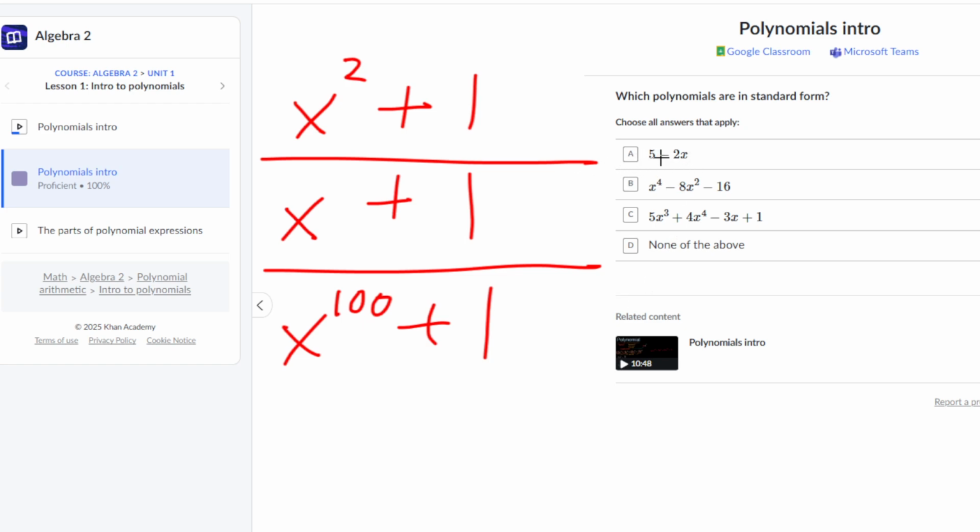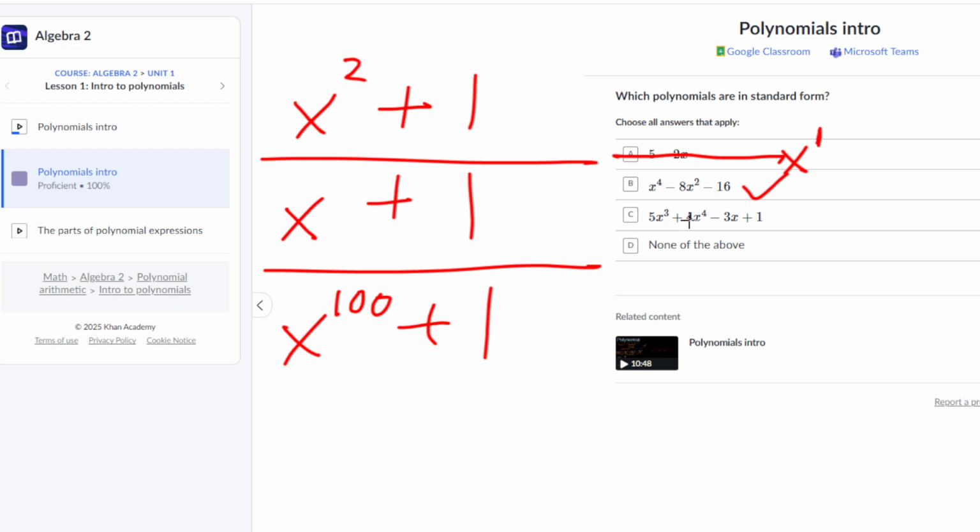So right here, 5, negative 2x. Now, don't forget that if you have an x independently, you are saying that it is going to be x to the power of 1. So here, the exponent is 1, and on the other hand, this one does not even have a variable, so we already know that this is not in standard form. X to the power of 4 minus 8x to the power of 2 minus 16. That is correct. So even though we're missing x to the power of 3, we know that this is in standard form because it's not missing anything else or in the wrong order.